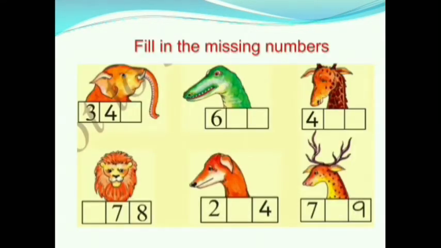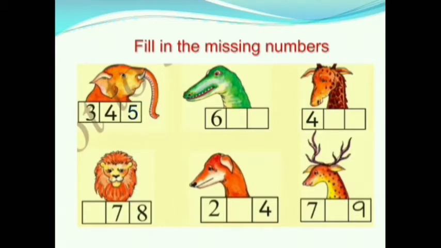Children, now we should fill in the missing number. First we have an elephant. The elephant is holding 3 and 4. The box after that number is empty. Which number comes after 4? It is 5. So we will write 5.